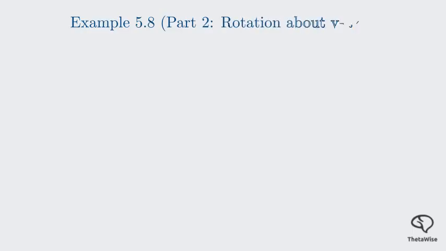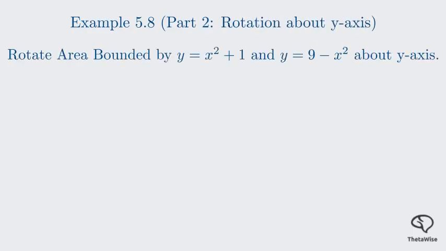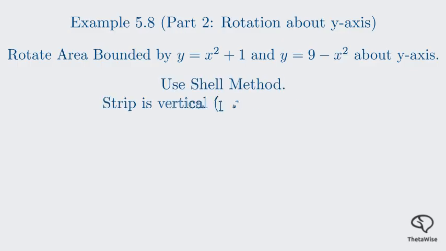Now let's find the volume of revolution about the y-axis for example 5.8. This time, we're rotating the same shaded area about the vertical y-axis. Since we are rotating about the y-axis, the disk method would use a horizontal strip, which we've already said leads to square roots and is difficult. The shell method, however, uses a parallel strip, which in this case is a vertical strip. This is the easier choice, so we'll use the shell method.